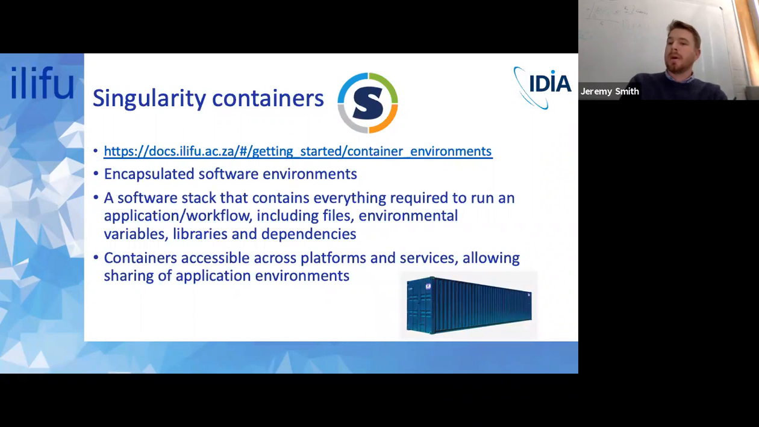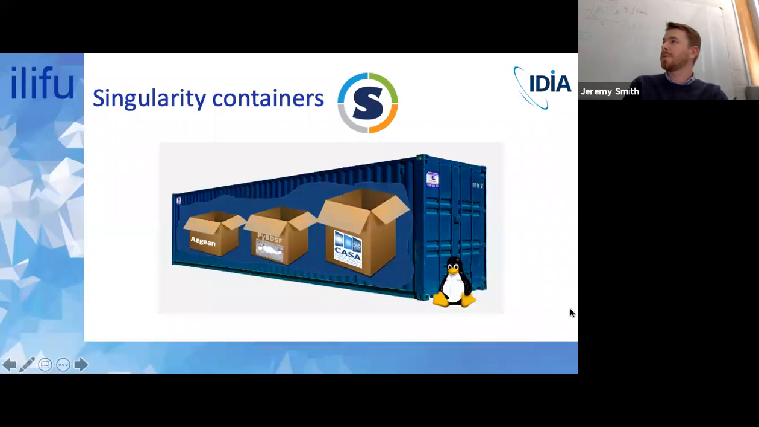Moving on to the containers. This is how we support software on SLURM and on Jupyter. We use Singularity containers. These are encapsulated environments that contain all the software, environmental variables, libraries, and dependencies required to run certain applications or workflows. You can imagine them as a container that's filled with different software.